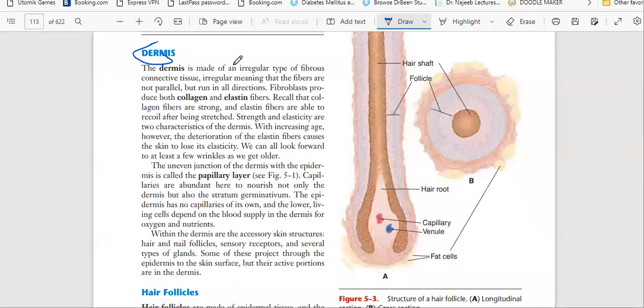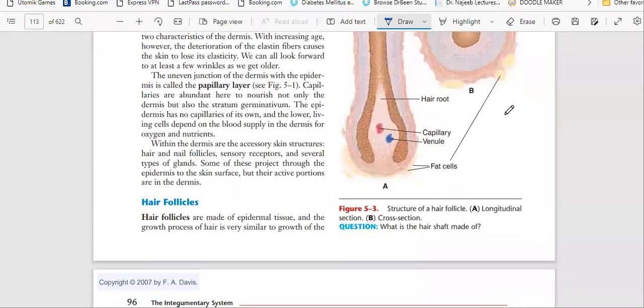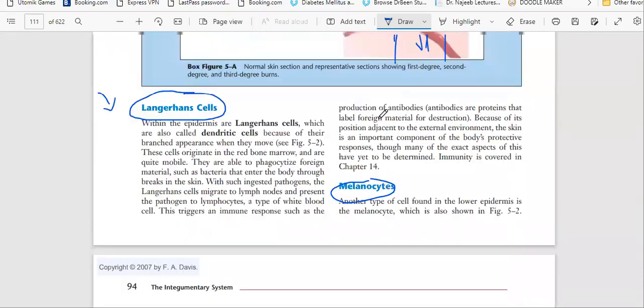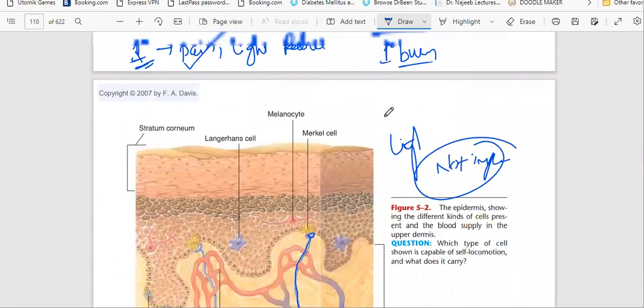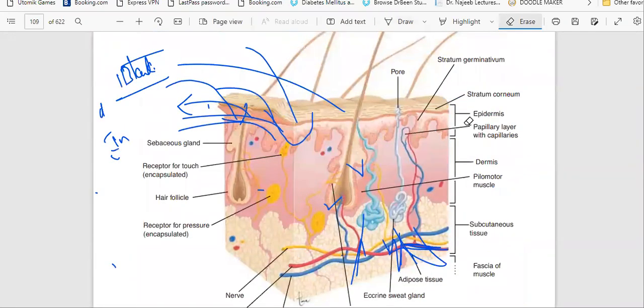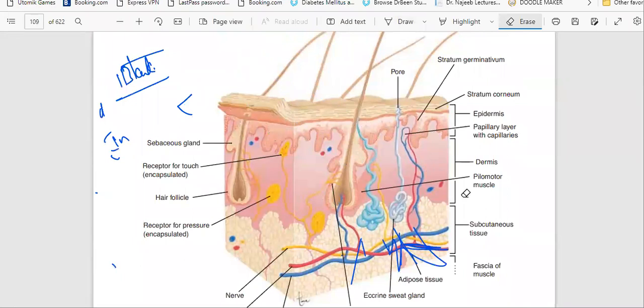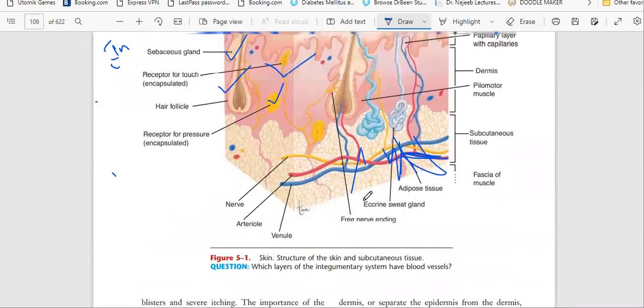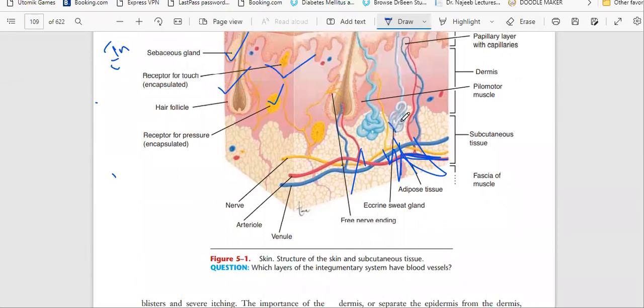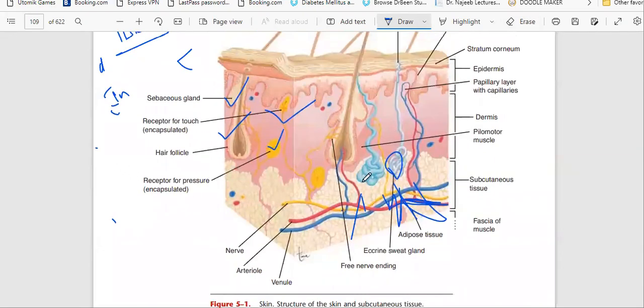Next we will talk about the dermis. In the dermis we have many things. In this image you can see that we have lots of things. We have hair, receptors, and this is the touch receptor. We talked about that. The sebaceous gland is there, and the sweat gland is there. Muscle is there, and we have multiple things.